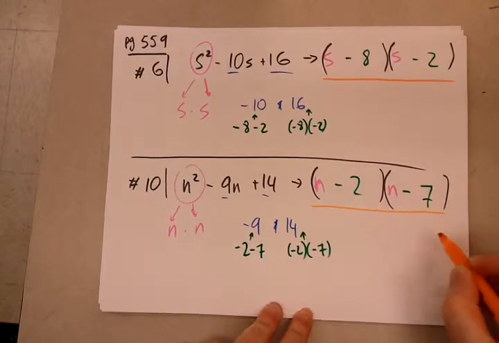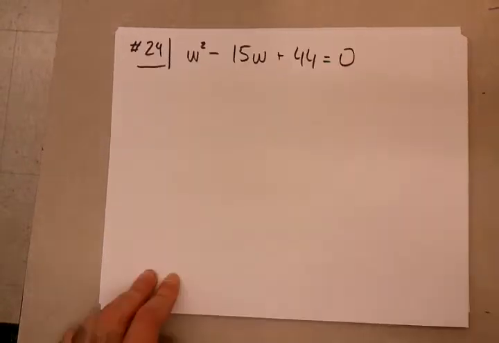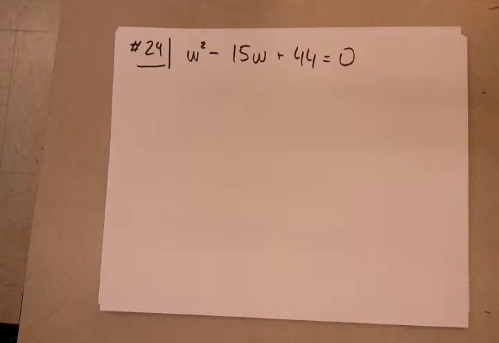That's my factored form of the trinomial. So I'm going to move on now to number 24. Number 24 is pretty similar to number 6 and 10, except now it's no longer an expression, it's an equation. See, it's got an equal sign, it equals something. So they're asking us to not only factor this, but to actually solve it to completion.